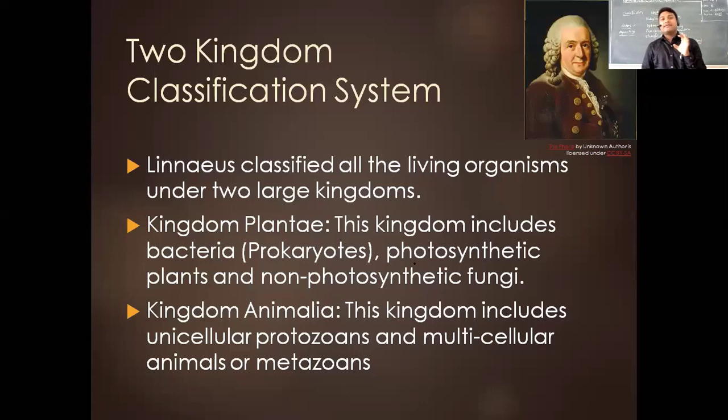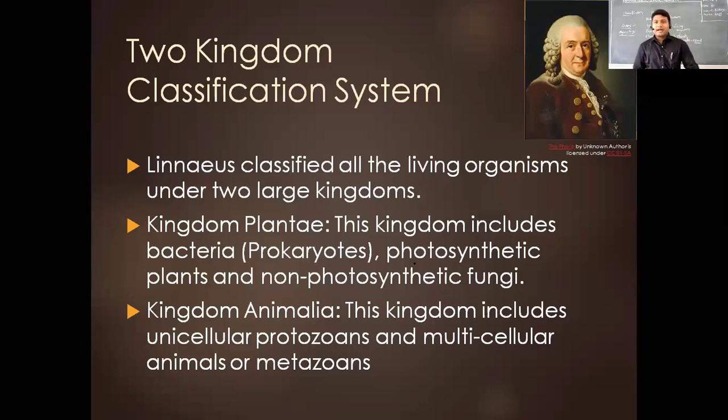Linnaeus gave the classification system under two kingdoms. Two large kingdoms he created. What are those? Kingdom Plantae and Kingdom Animalia. Remember, here the study was much more scientific. There was a book published, which we will talk about in later classes.